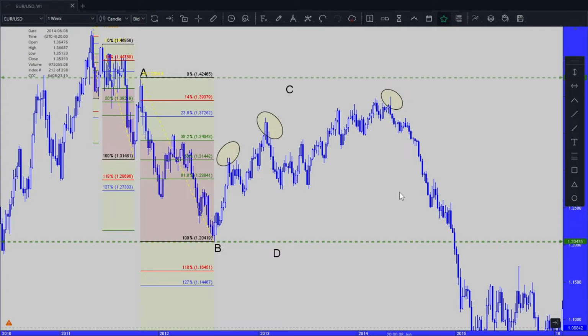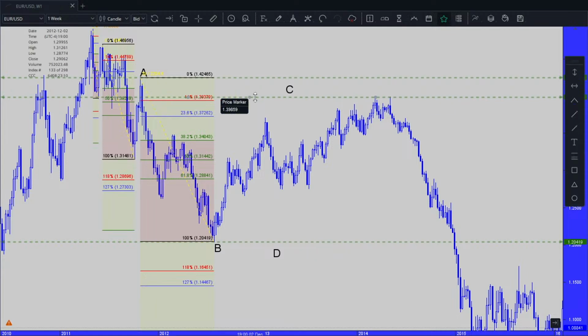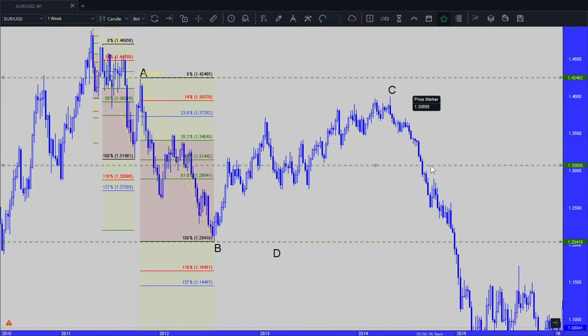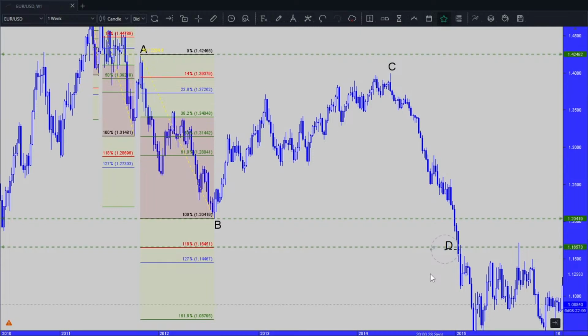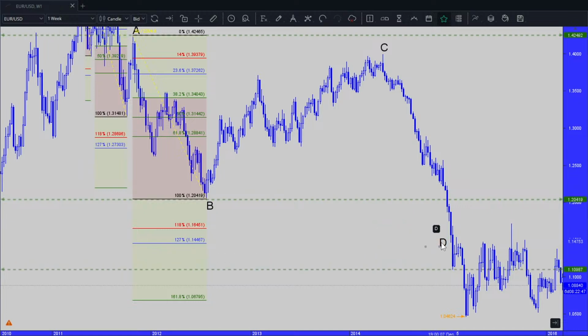The third one, correct? The third one is the C, and red, right? Red goes to red. So hit the red, and the projected extension was in here. The market did not stop, so let's go down, down, down, down. We need to find the low, and bam, that's the D.